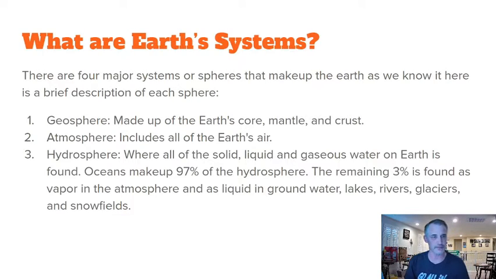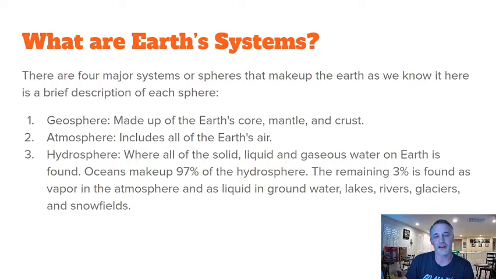So there are four major systems or spheres that make up the Earth, and we're going to look at this. There are three of them on here, and then there's the fourth one on the next page. It just wouldn't fit. So there are four major systems: the geosphere, the atmosphere, the hydrosphere, and on the next page you're going to see the biosphere. The geosphere is made up of the Earth's core, mantle, and crust. It's kind of like the rock cycle. It's all the different things: rocks, soil, that type of stuff.